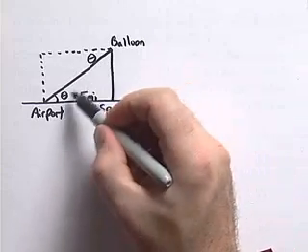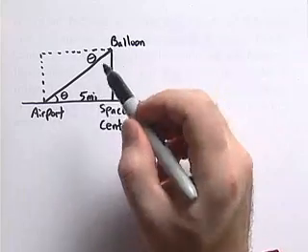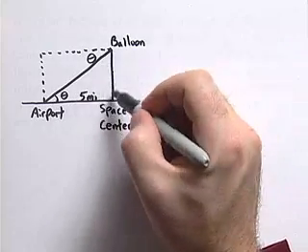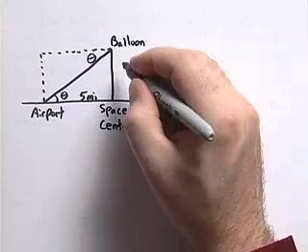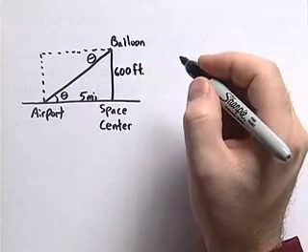And from geometry, we know that this is also equal to the angle of elevation if we were at the airport looking up to the balloon. So we've got this right triangle here. We also know that the balloon is 600 feet above the Space Center.